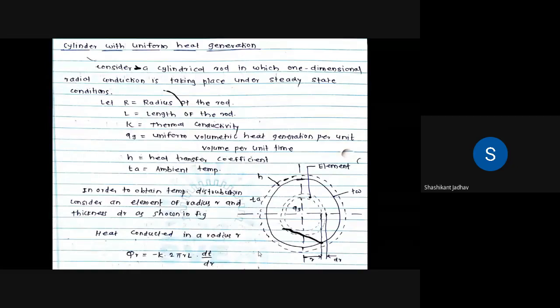Let R be the radius of the rod, capital L the length of the rod, k the thermal conductivity, Qg the uniform volumetric heat generation per unit volume per unit time, h the heat transfer coefficient, and Ta the ambient temperature. After completion of the diagram we have to write down these parameters. What is the meaning of each parameter? That is R, L, k, Qg, h and Ta.